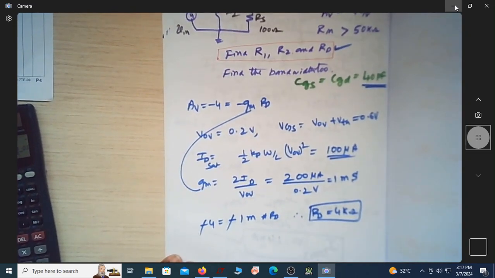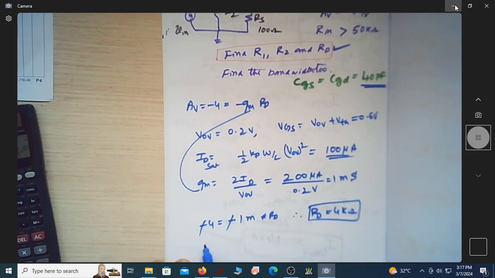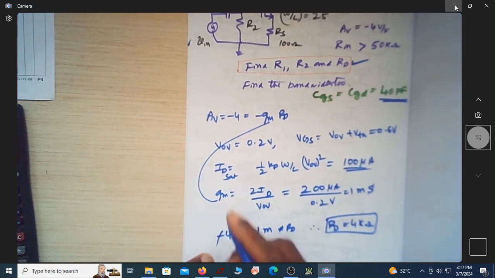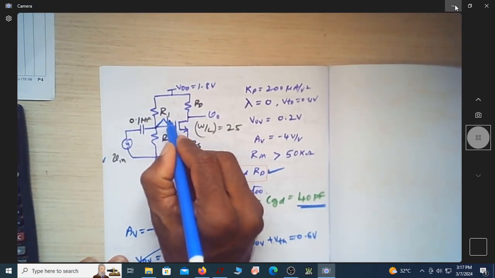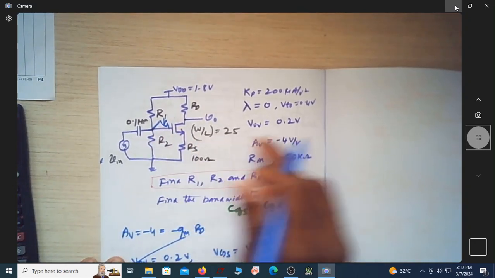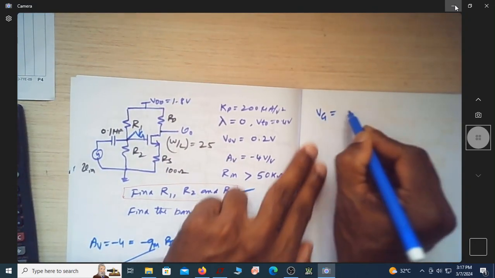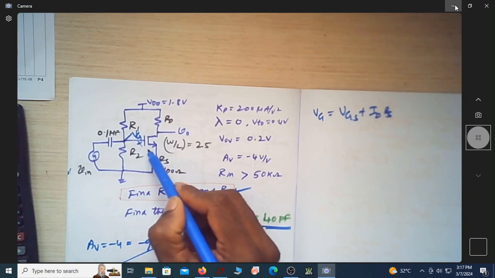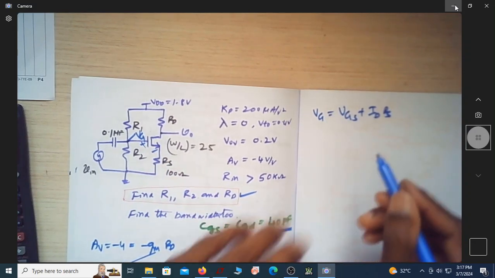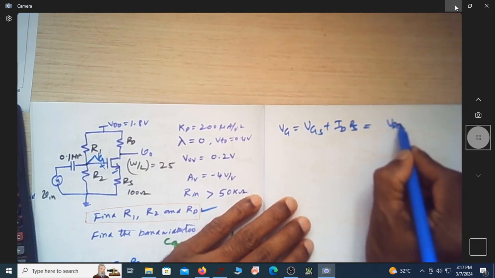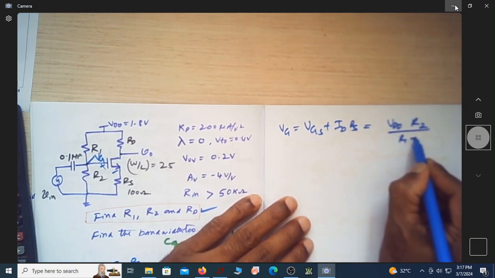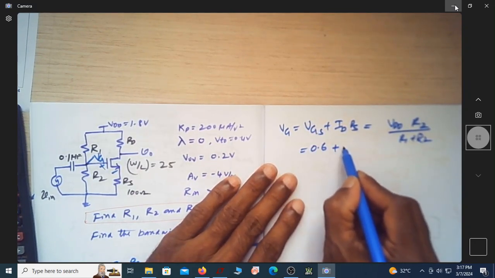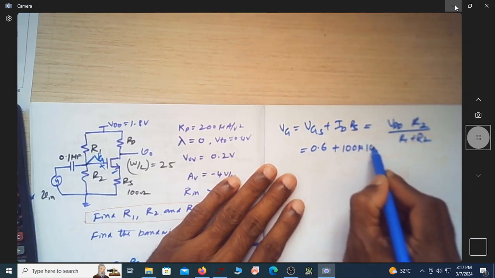Can I find what is now, since now I want to find R1 R2. So what is actually the voltage at this point? The voltage at this point, if I say it as VG, VG is nothing but, let me write, VG is nothing but VGS plus ID into RS, because whatever is this voltage, VGS plus ID into RS is your VG. This is equal to VDD R2 by R1 plus R2. So what is VGS? VGS we know it as 0.6. What is ID? It is 100 micro. What is RS? It is 100 ohm.